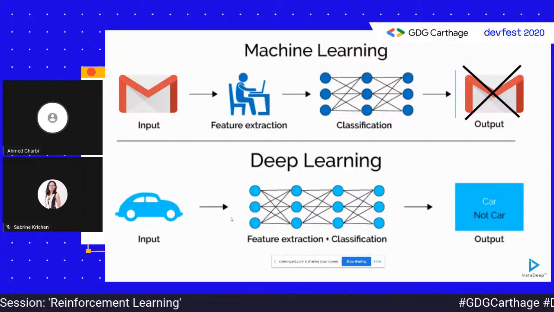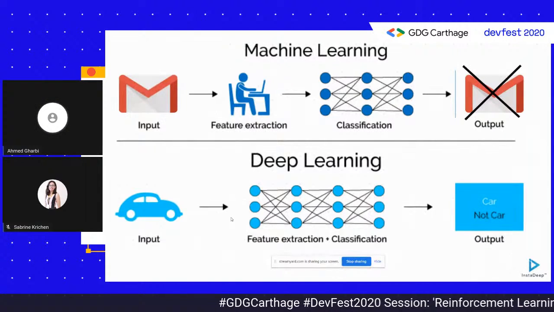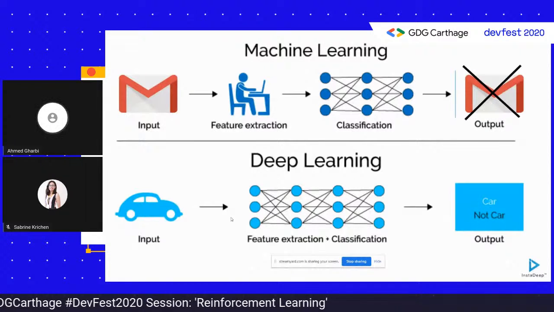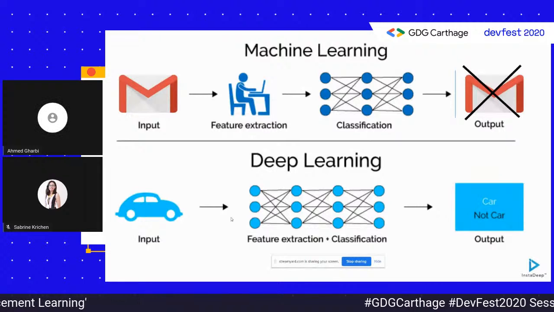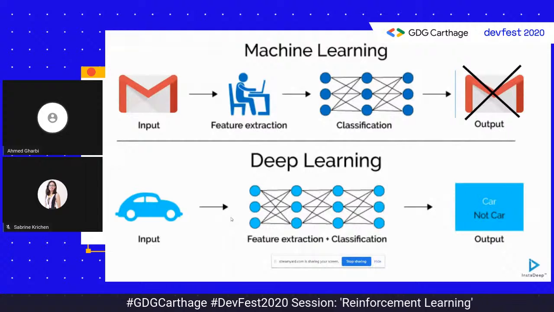Well, in deep learning, the feature extraction step is taken care of by the algorithm. So we only have to feed the data to the deep learning algorithm, and it will design by itself the set of features, and then it will perform the classification task. So in a nutshell, deep learning is actually a subfield of machine learning.